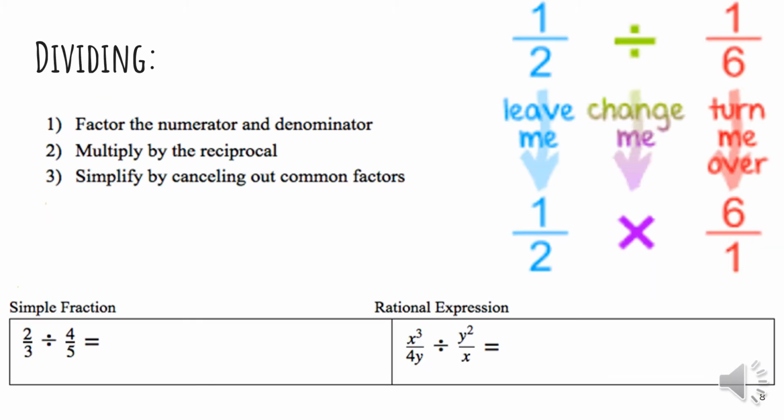For division of rational expressions, again, it is the same process as for simple fractions. First, though, we would need to factor out the numerator and the denominator, and then multiply by the reciprocal, and lastly, simplify by canceling out common factors. It's easy to remember division as keep, change, flip. I realize I wrote flip, but it is indeed flip.